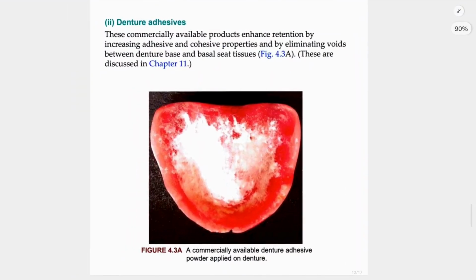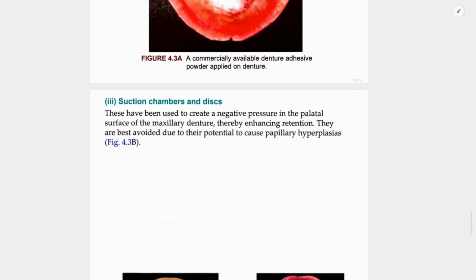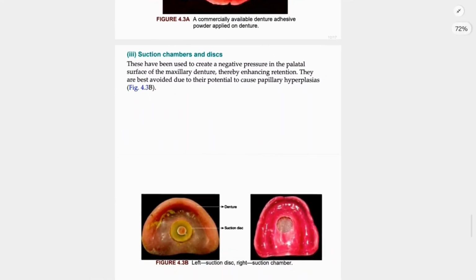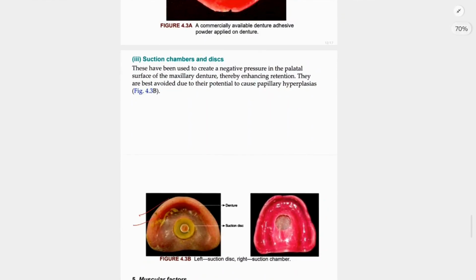Next is denture adhesives. These commercially available products enhance the retention. So denture adhesive, what we give to our patients, will increase the retention by increasing the adhesive and the cohesive properties. Then come the suction chamber and disc. You can draw this diagram, like make a maxillary denture and then a suction disc, and explain. These have been used to create a negative pressure in the palatal surface of the maxillary denture, thereby enhancing retention.